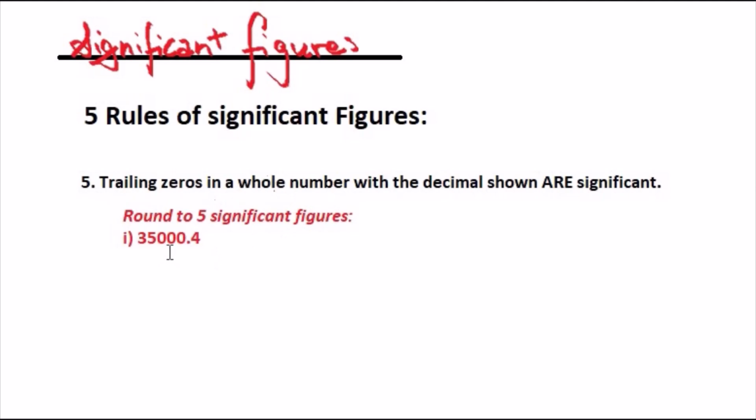So let's test your understanding. Round to 5 significant figures. So we have this, and I want you to pause the video and try. Going from left to right, we identify the significant figures. Now, are these zeros significant? Yes, they do appear in between two non-zero digits or significant figures, so they are significant. So we're going to count 1, 2, 3, 4, 5. To this digit, we have 5 significant figures.